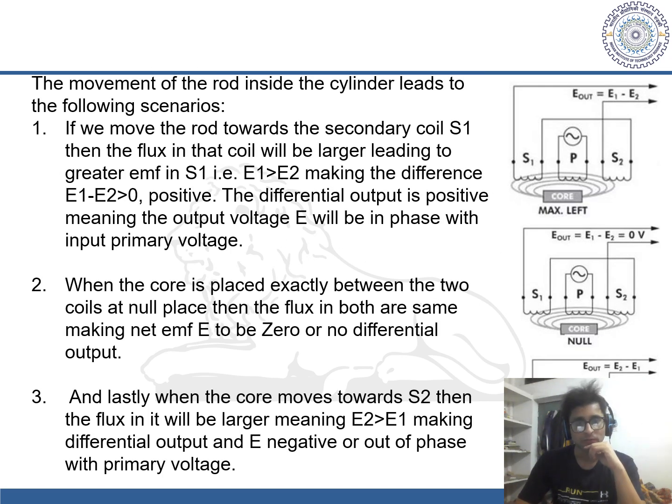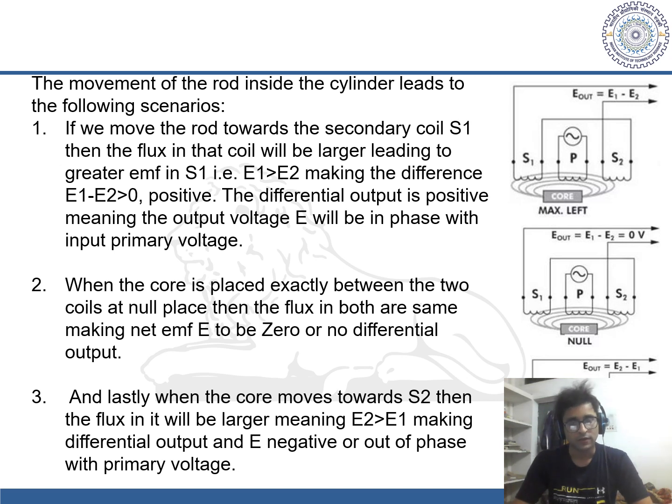The movement of the rod inside the cylinder leads to the following scenarios. If we move the rod towards the secondary coil S1, then the flux in that coil will be larger, leading to a greater EMF in S1, that is E1 greater than E2, making the difference E1 minus E2 positive. The differential output is positive, meaning the output voltage E will be in phase with the primary voltage.